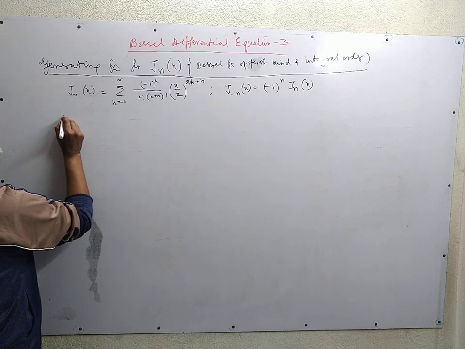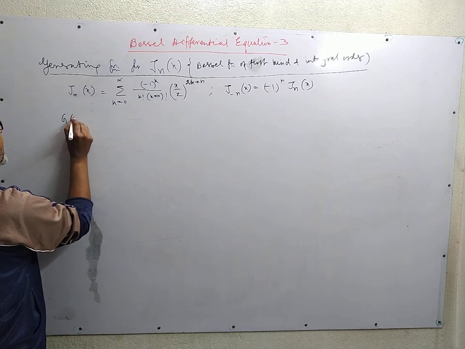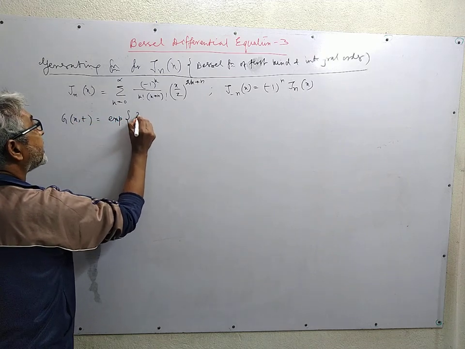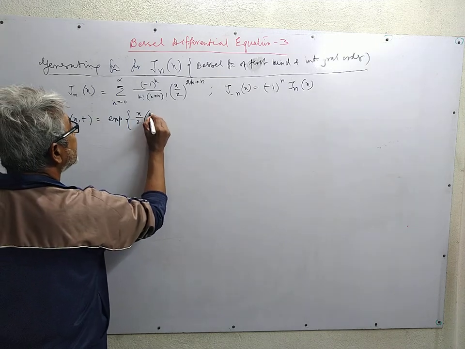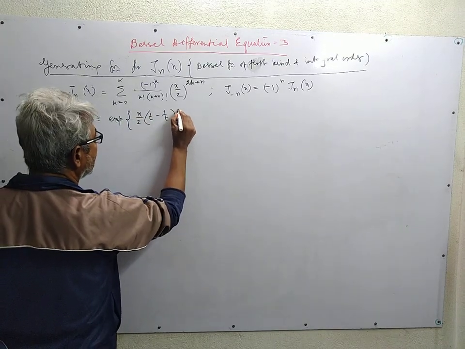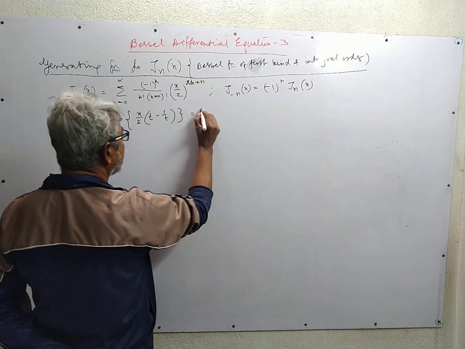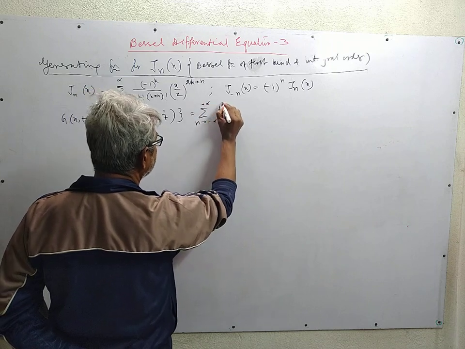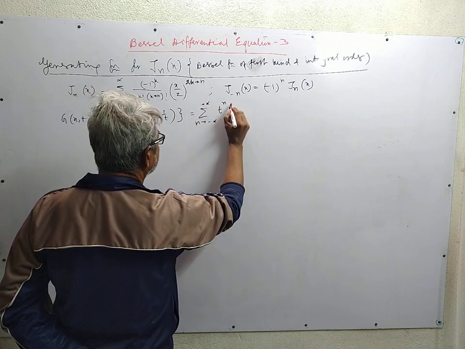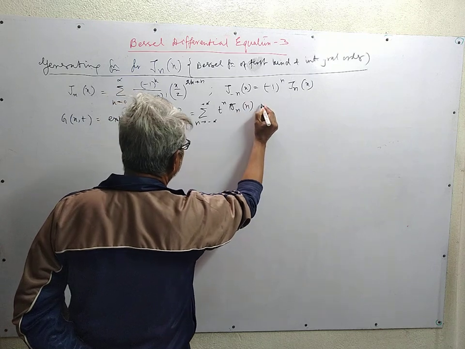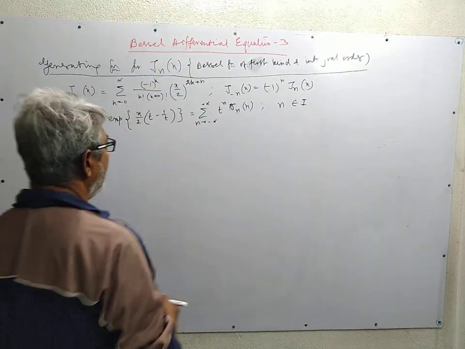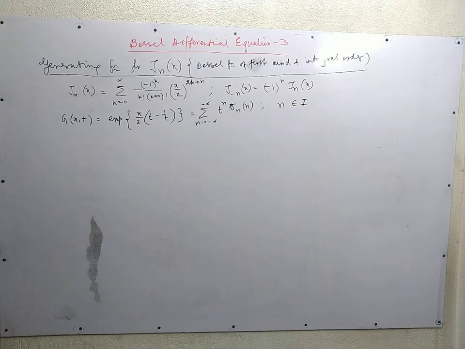Now we consider the function g of x, t as e to the power x by 2 times t minus 1 by t, and our aim is to show that this is equal to the sum with n running from minus infinity to plus infinity of t to the power n Jn of x. Remember always that n belongs to integer. This expression is not valid for fractional order of Bessel function.